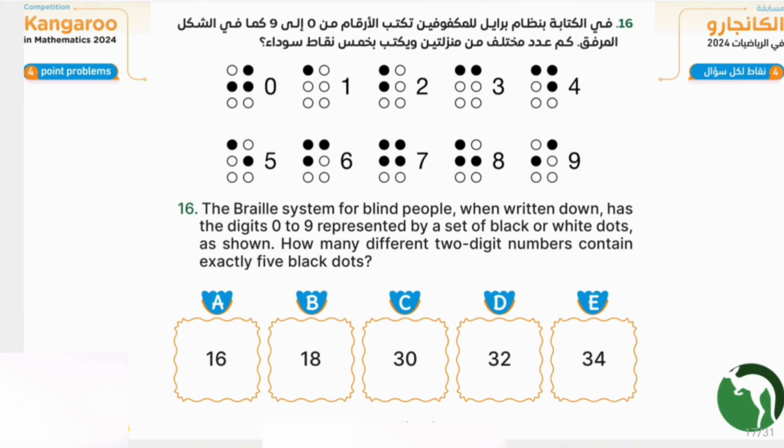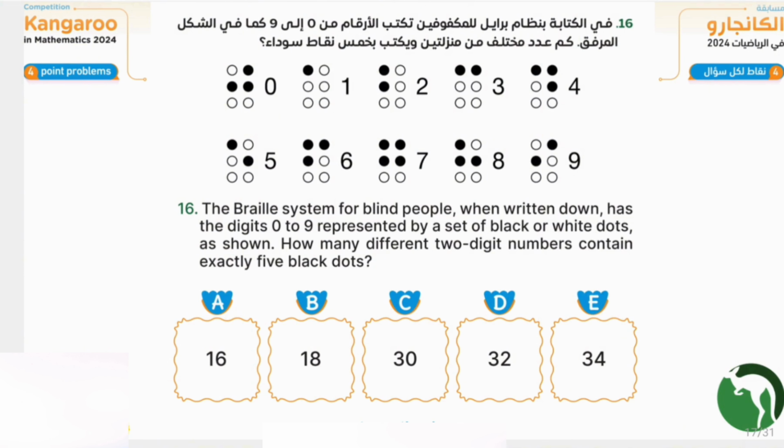Okay, now in question number 16, the Braille system for blind people, when written down, has the digits from 0 to 9 represented by a set of black or white dots as shown. How many different two-digit numbers contain exactly 5 black dots?